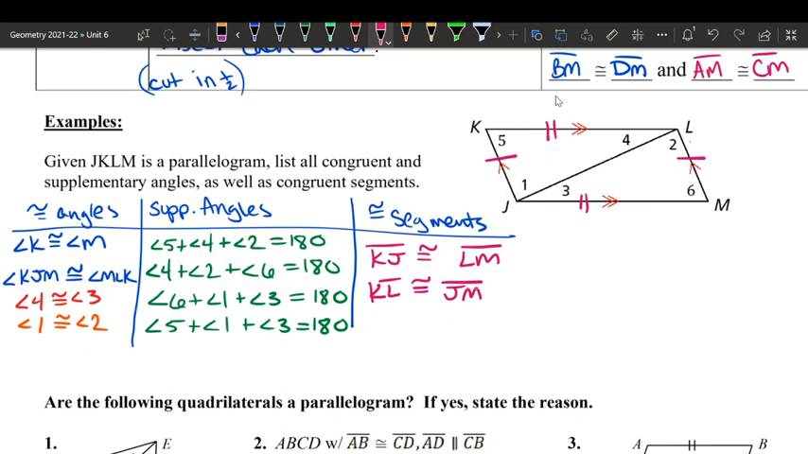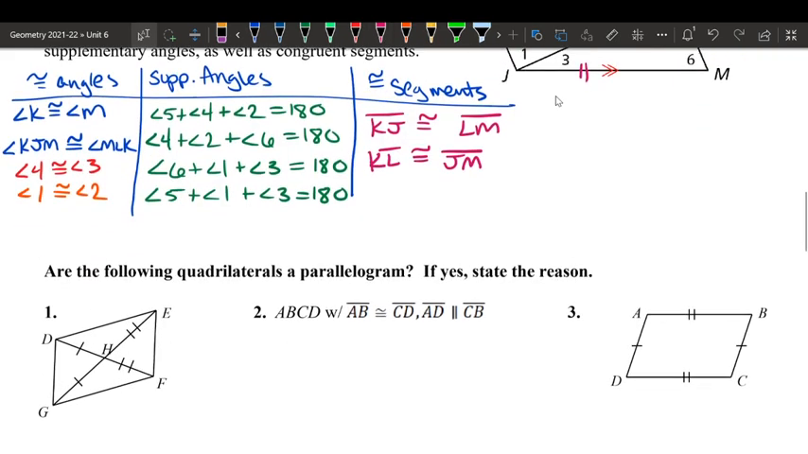Okay. So then the next part is asking, are the following quadrilaterals parallelograms? And if yes, state the reason.